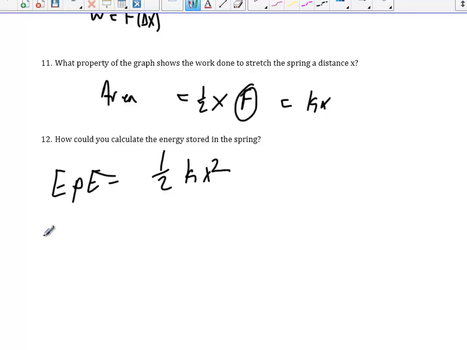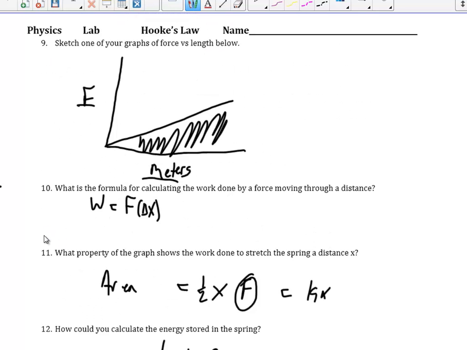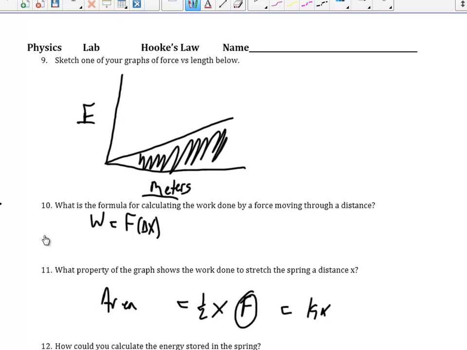The elastic potential energy stored in a spring is 1/2 kx squared, and that comes from work equals force times distance, and work done is the change in energy of an object. So we're going to use that relationship today a little bit with some problems, but hopefully you can finish up the lab and you do see some fairly linear things.